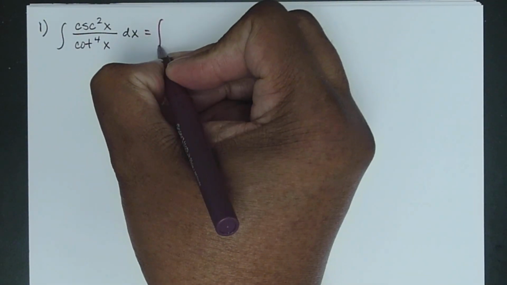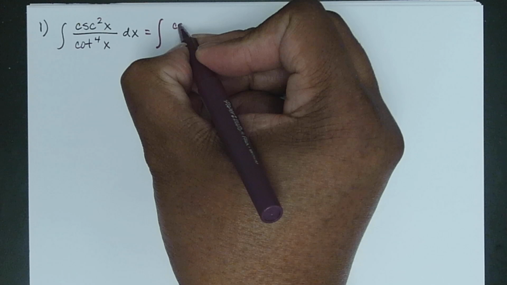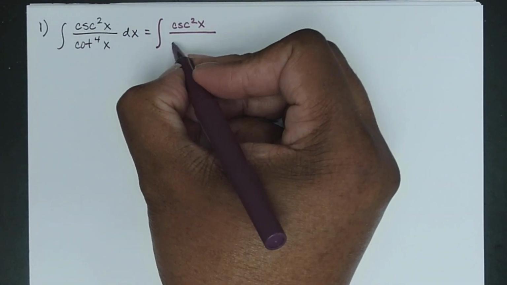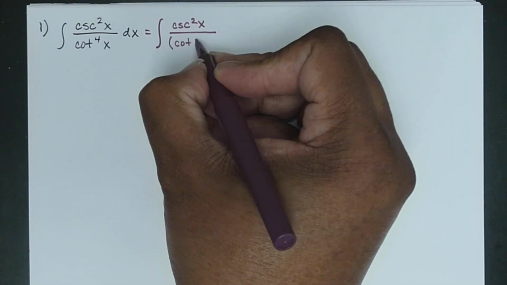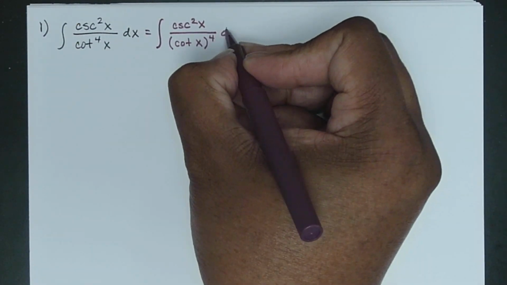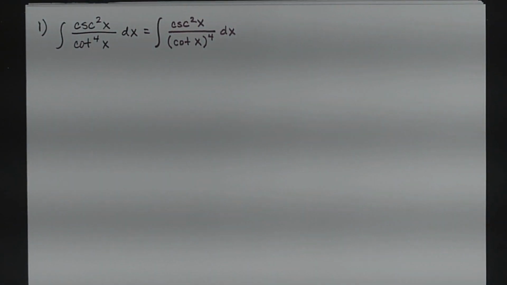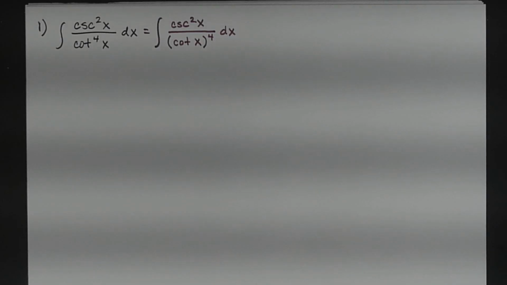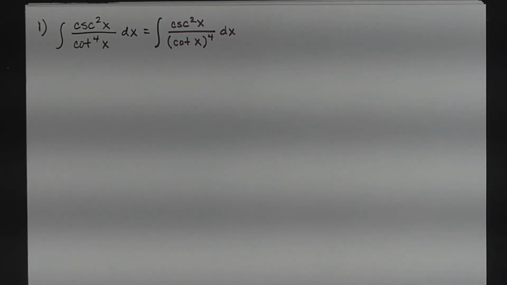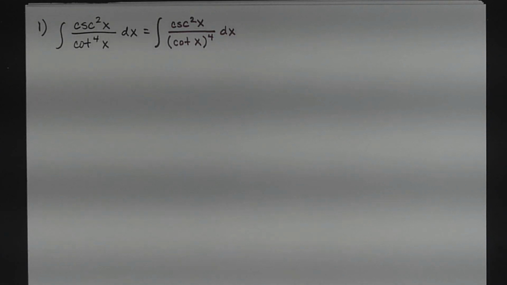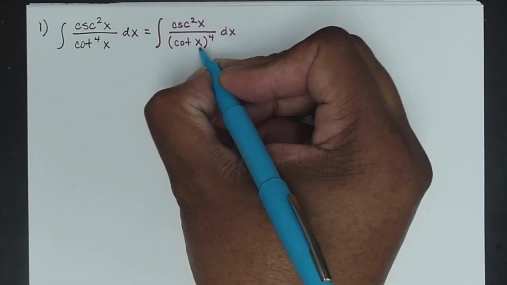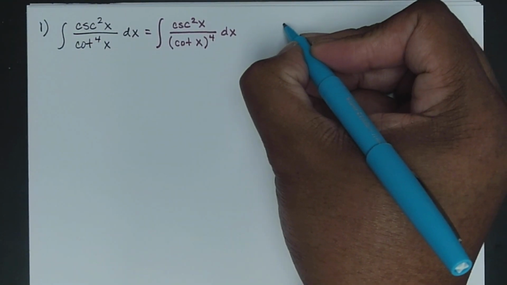All right, in this case here, I'm going to bring over the integral sign and then cosecant square of x. Now, cotangent to the fourth of x, I'm going to rewrite that as cotangent of x raised to the fourth, and then dx. Now, I'm going to try to find an appropriate substitution where I can get the derivative of that with respect to x. Like this one right here, the cotangent of x in the denominator.